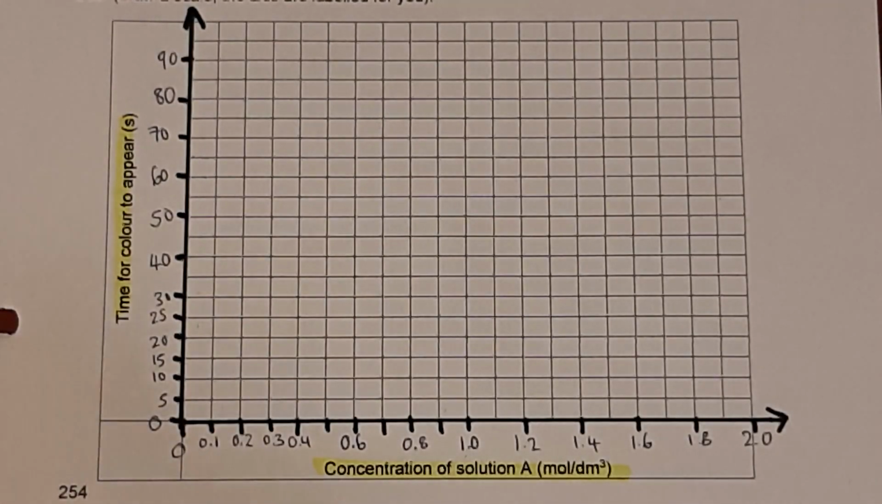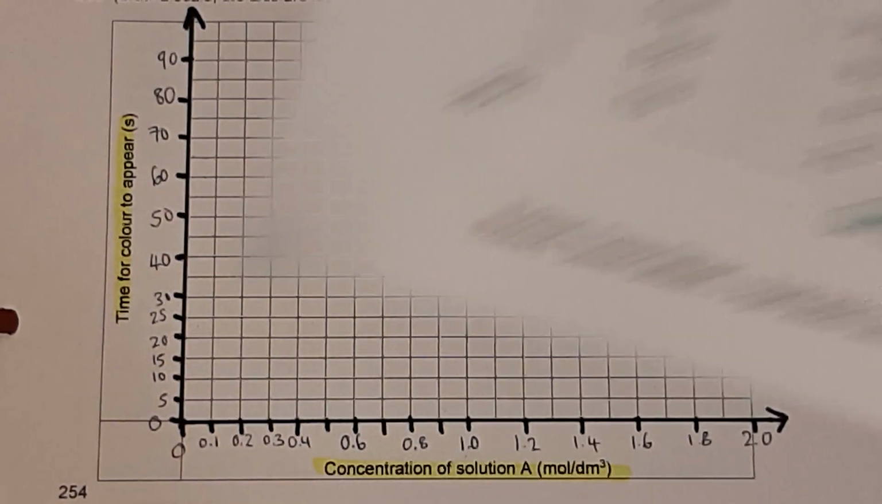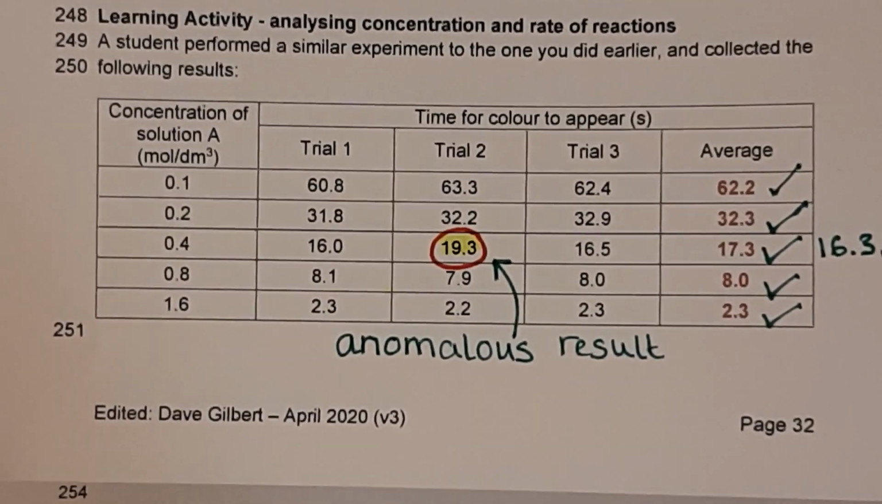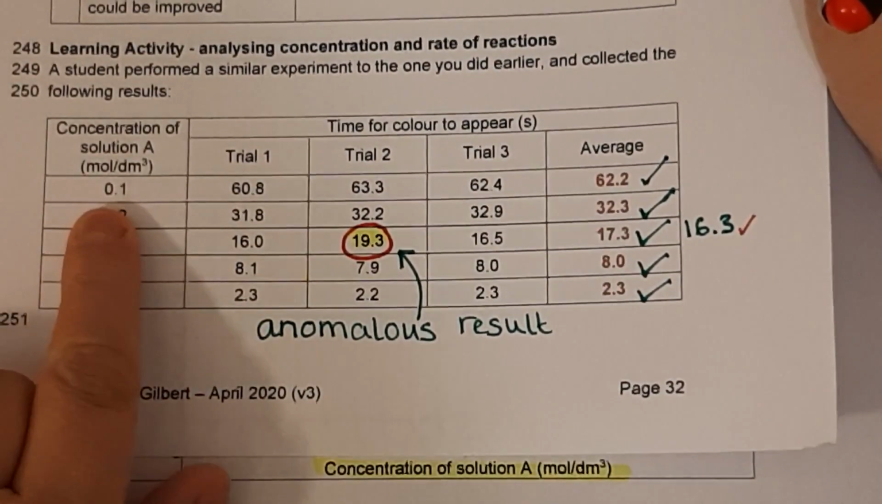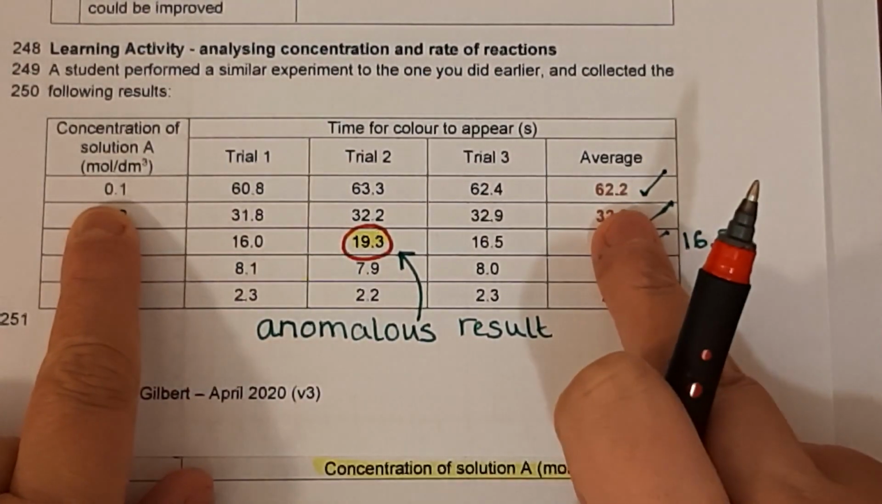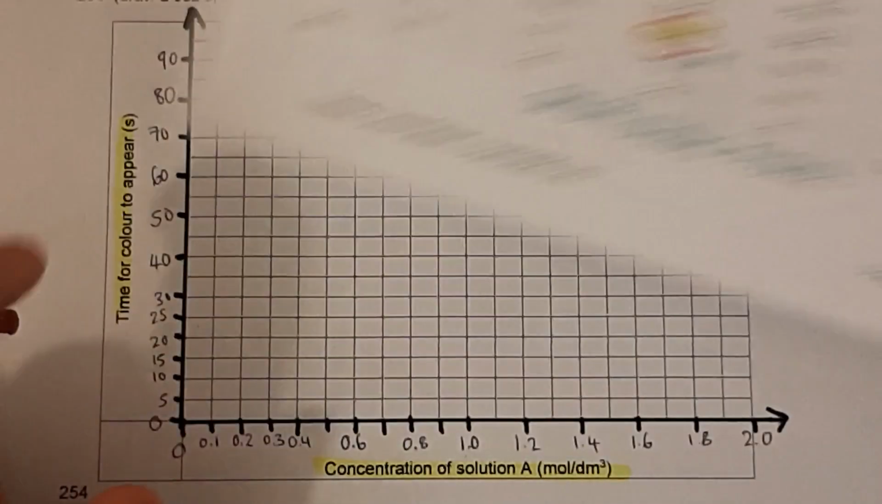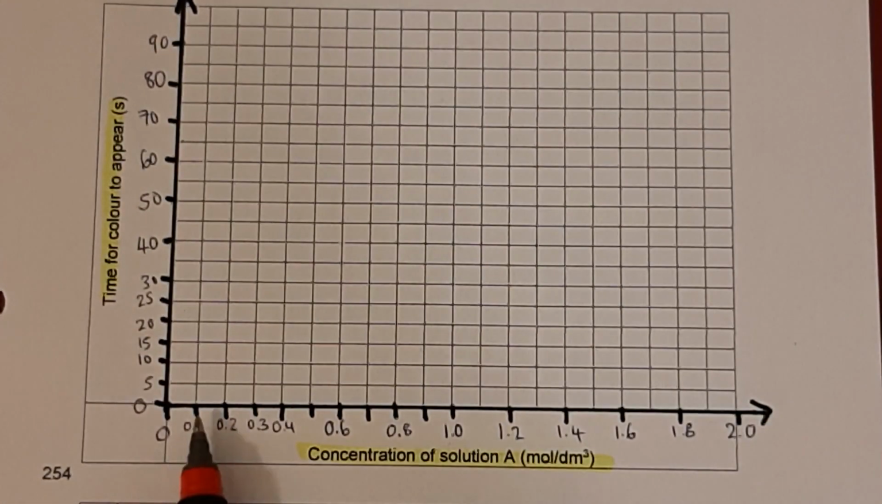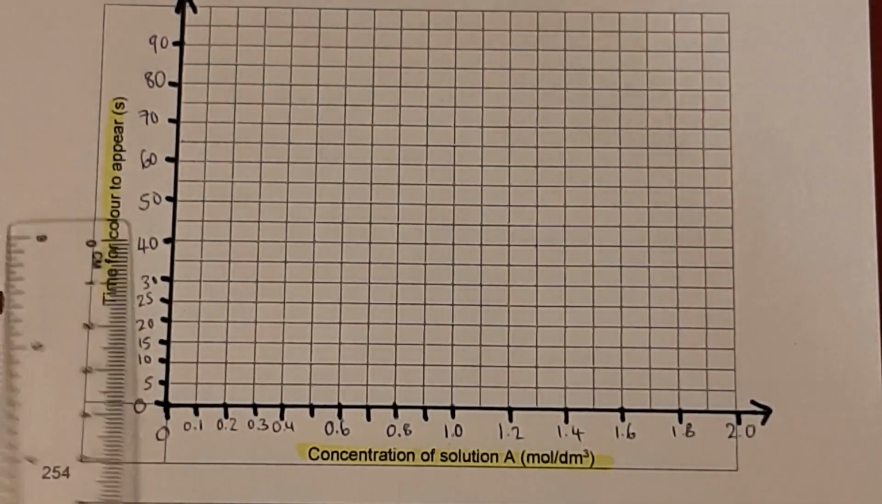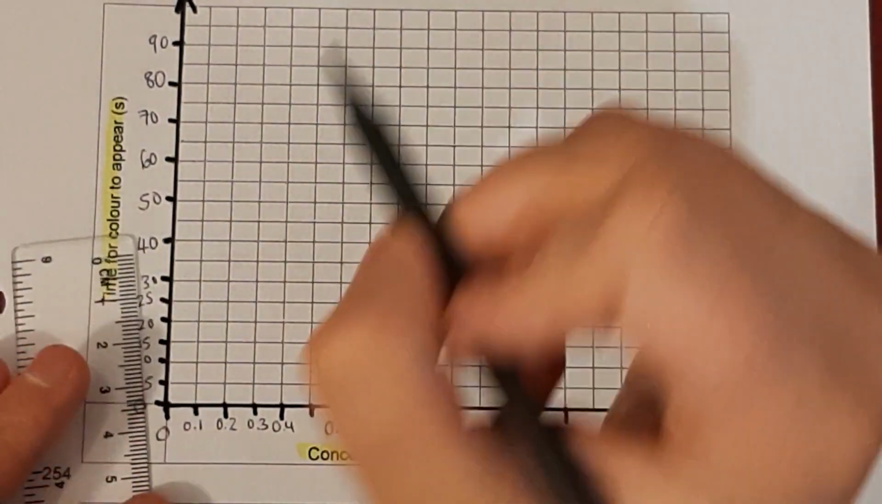If you're not sure about how to plot results, we're going to do a brief overview of how to do that. You'll need to have the data in front of you to do this. For 0.1 concentration, the average was 62.2. So let's do that. 0.1 concentration, that's this value just here. We're going to follow all the way up, and you can use a pencil if you wish. I highly recommend using a pencil so you can rub it out.